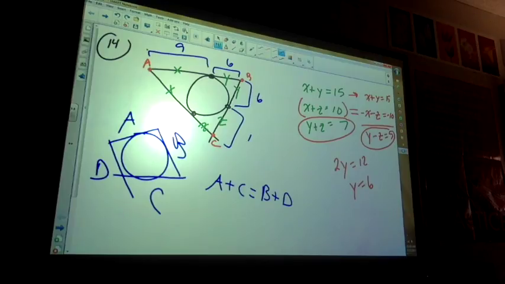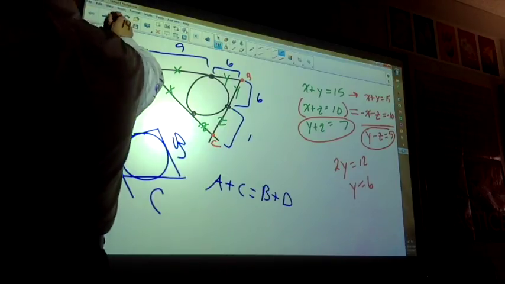Yeah, Sammy. Can you do number 11? Yeah, let me do 15 first, then I'll go back to 11. Can I move off this one? All right. Number 15.